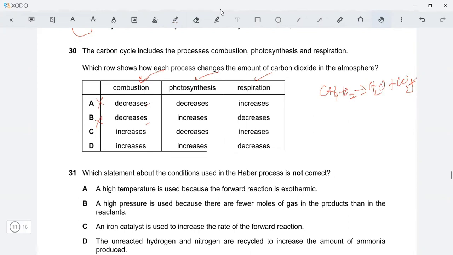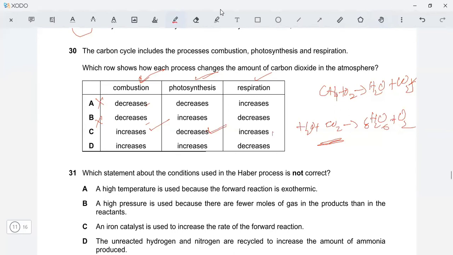So in the combustion process, the amount of carbon dioxide will increase, and in the photosynthesis process, the amount of carbon dioxide will decrease, because photosynthesis means we use water and carbon dioxide to produce glucose and oxygen gas, so the amount of carbon dioxide will be decreased. The use of carbon dioxide, of course, will decrease. That is not increasing the carbon dioxide in the atmosphere, so decrease.